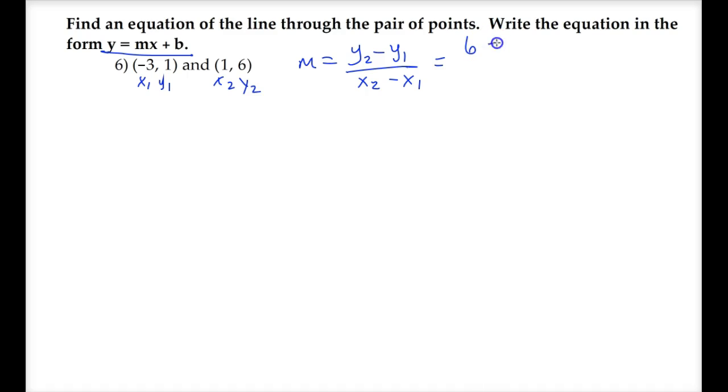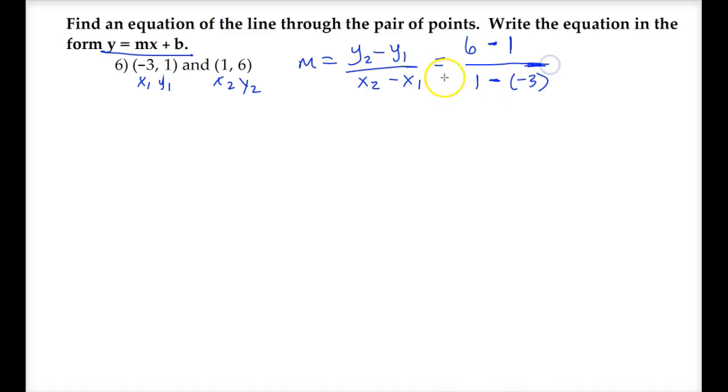It does not matter whether you have labeled this x1, y1 and that x2, y2, or if you reversed it and say that this was x1, y1 and that was x2, y2. Doesn't matter. As long as you start with one being x1, y1, just label the other one x2, y2, and you'll be okay. So now we have our x2 is 1 minus our x1 is a negative 3.